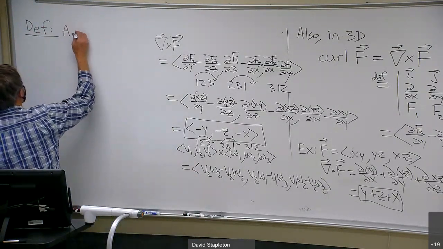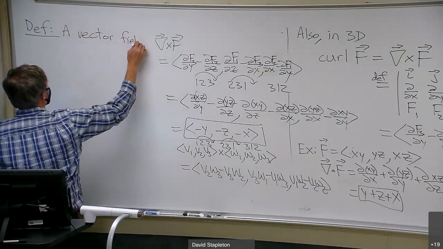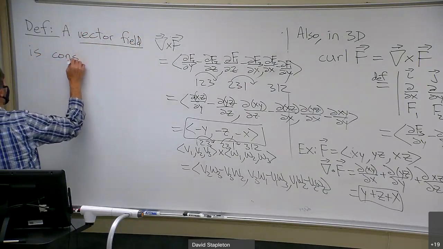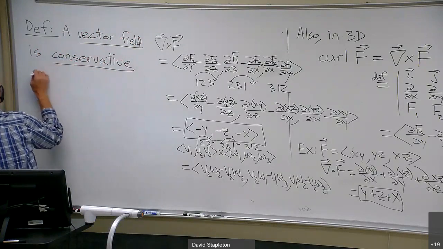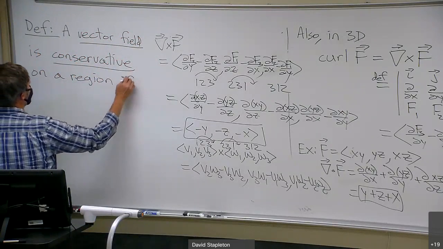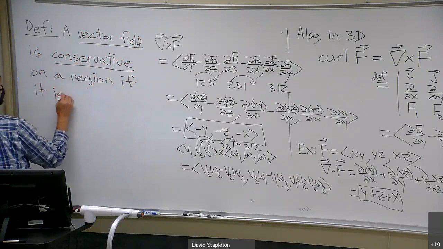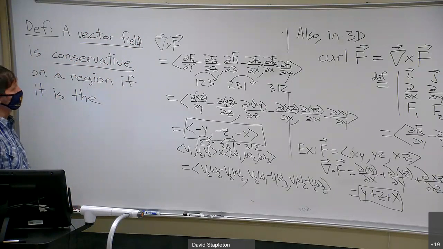A vector field in any number of dimensions is said to be conservative on a region if it is the gradient of some function on the region. Now you can start to see this is going to be useful because conservative vector fields are like gravity, right? Gravity is a conservative vector field.